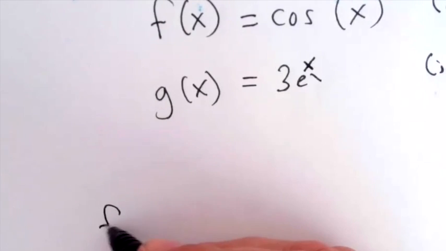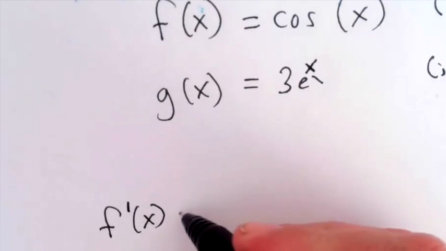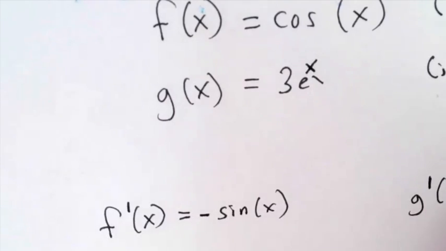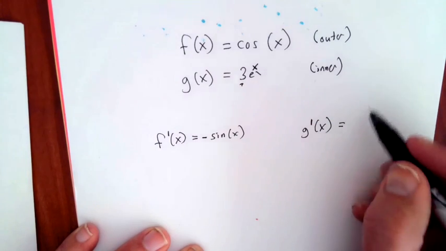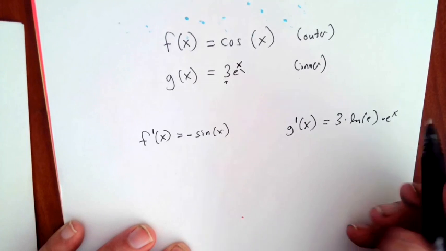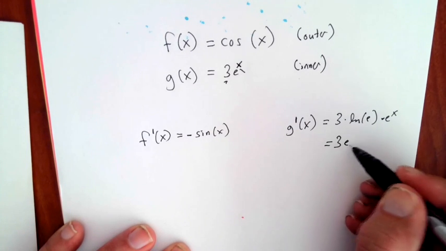So I need f prime of x, and the derivative of cosine of x is negative sine of x. And I need g prime of x, which is 3 times natural log e times e to the x. The natural log of e is equal to 1, so this just becomes 3 times e to the x.